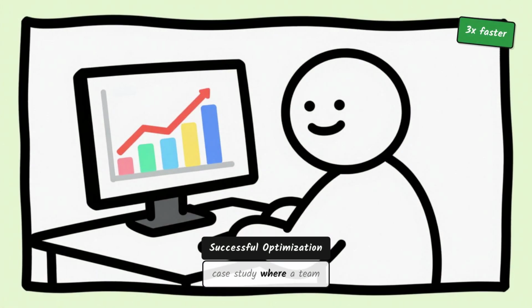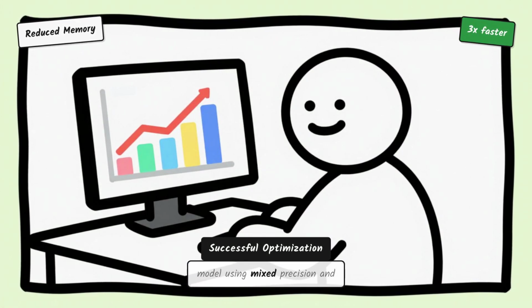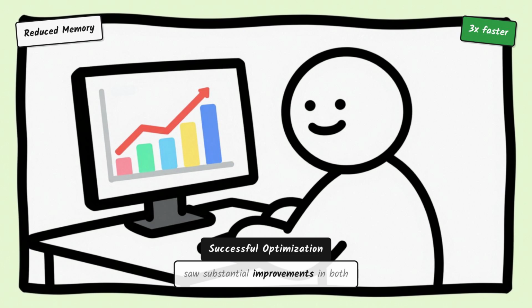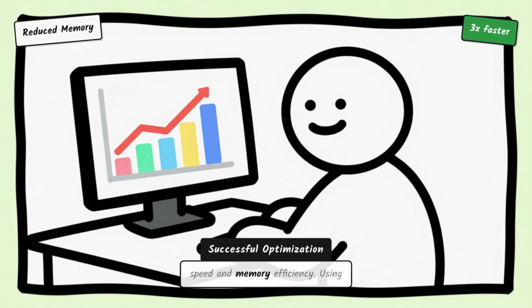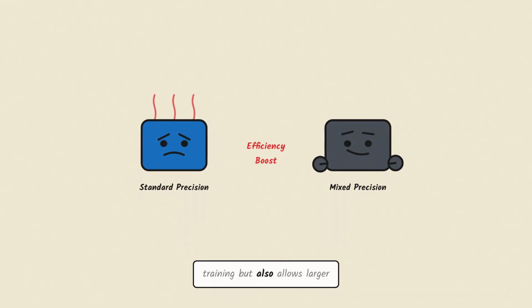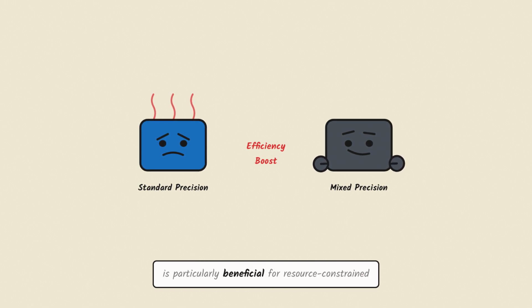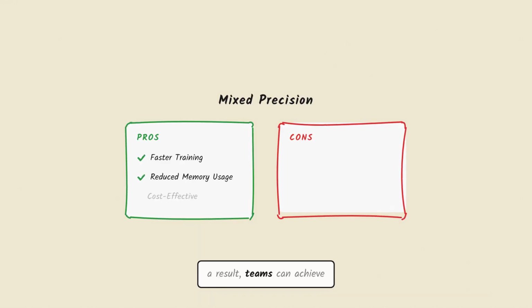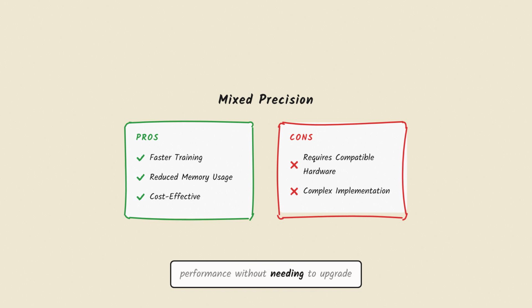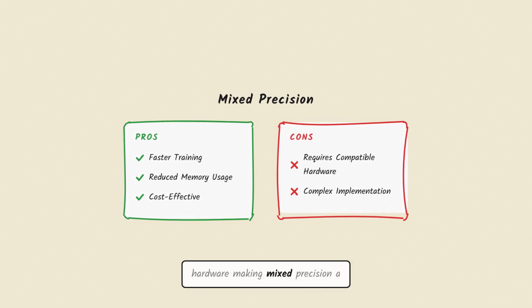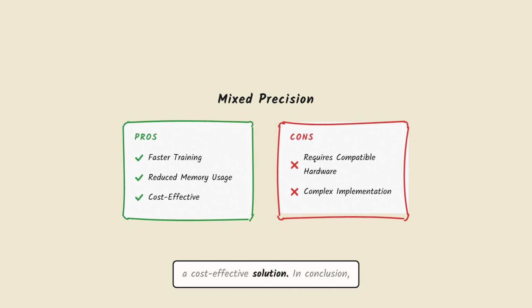Let's look at a case study where a team optimized their model using mixed precision and saw substantial improvements in both speed and memory efficiency. Using mixed precision not only speeds up training but also allows larger models to fit in the same amount of memory, which is particularly beneficial for resource-constrained environments. As a result, teams can achieve better performance without needing to upgrade their hardware, making mixed precision a cost-effective solution.